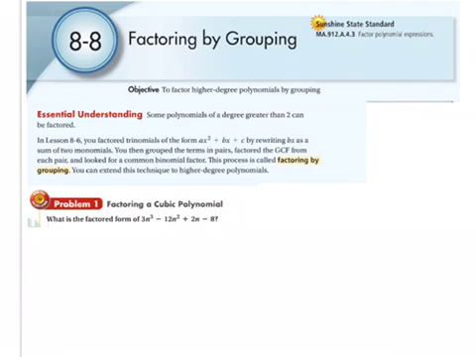Okay, I know a lot of you missed on Friday because of the Romeo and Juliet field trip, so I wanted to explain everything for Lesson 8.8 so you could see what you missed.